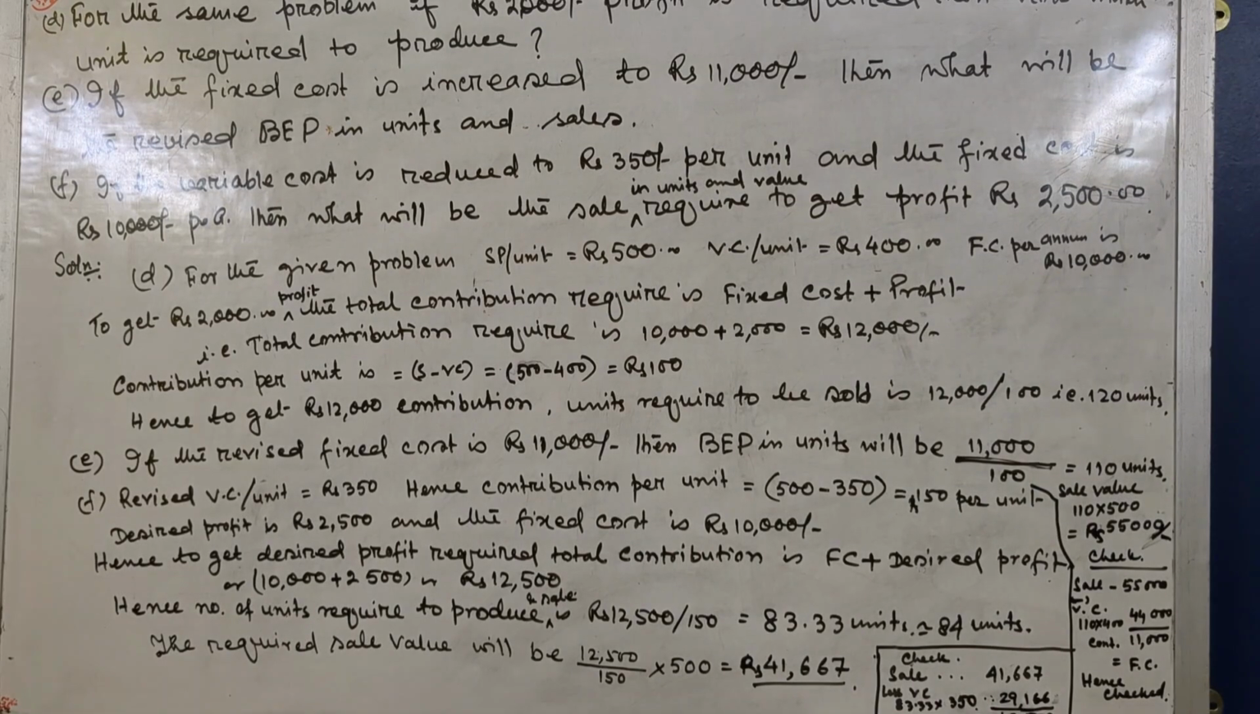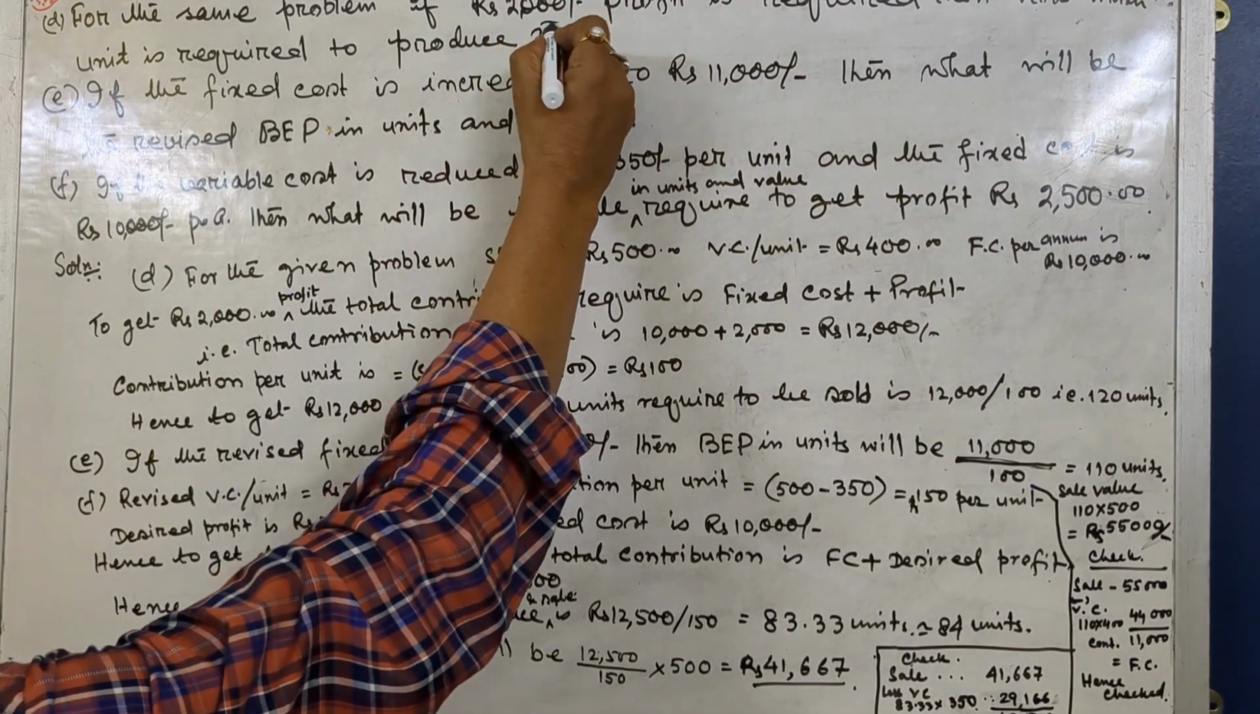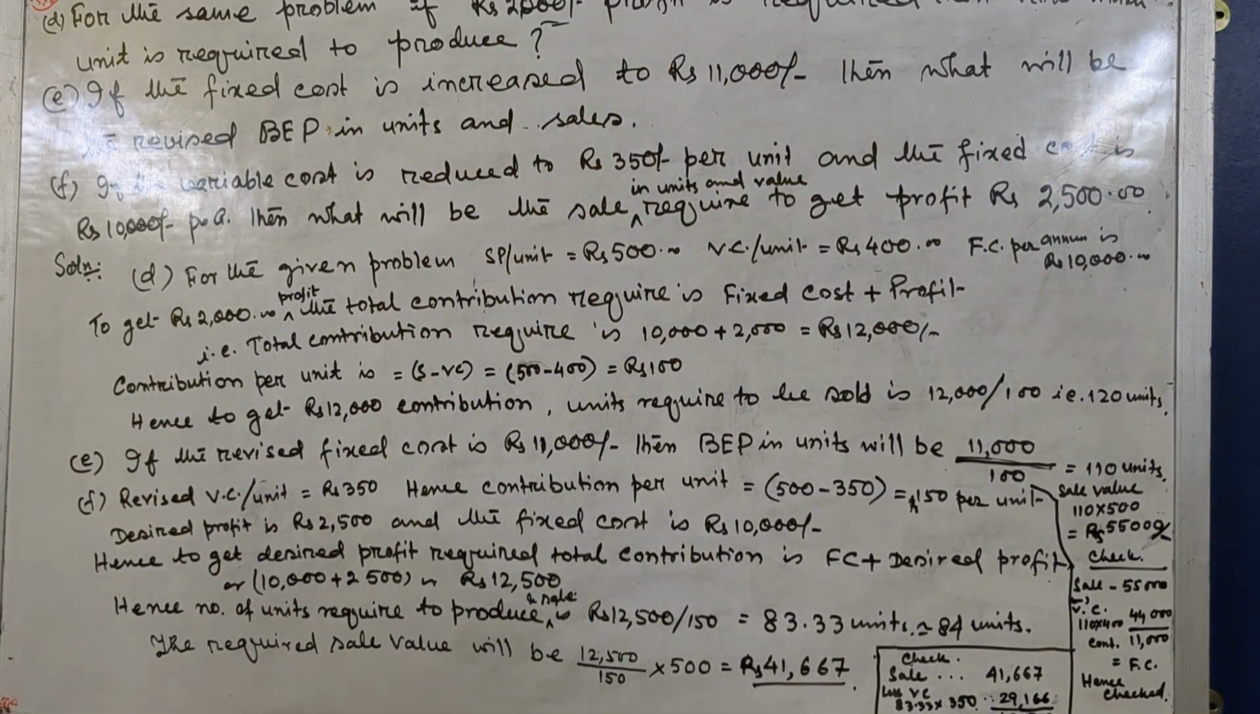For the same problem, if rupees 2,000 profit is required, then how many units are required to produce? This is the extension of the previous problem to get a clear idea about contribution and marginal costing as well as break-even point.